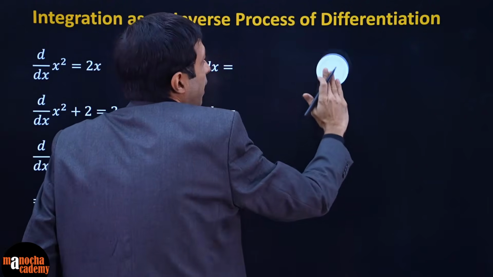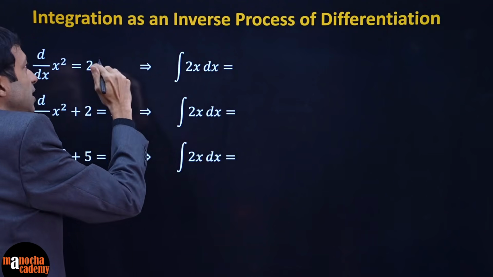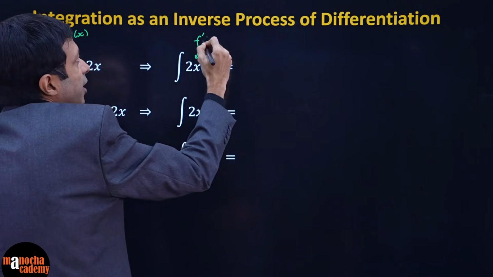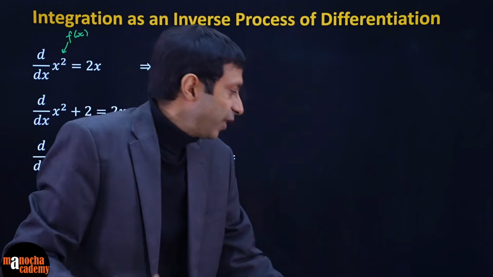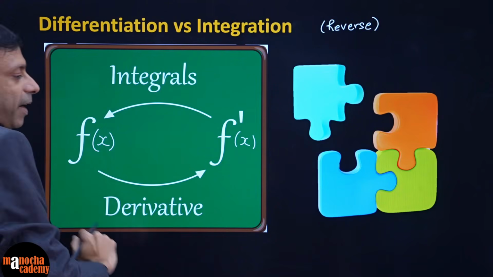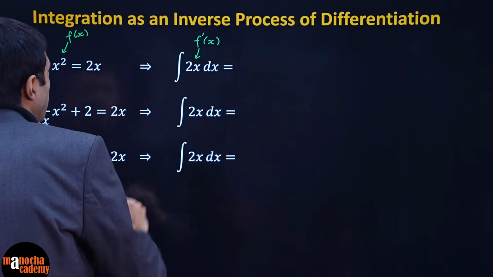So this is my derivative: d/dx of x square is 2x. This is my f(x) and this is my f dash x. All of you got this? So if I integrate f dash x, what will I get? I should get back f(x). Remember the picture we just saw? If we integrate f dash x, we should get back f(x), correct? So therefore, integration of 2x will be what?